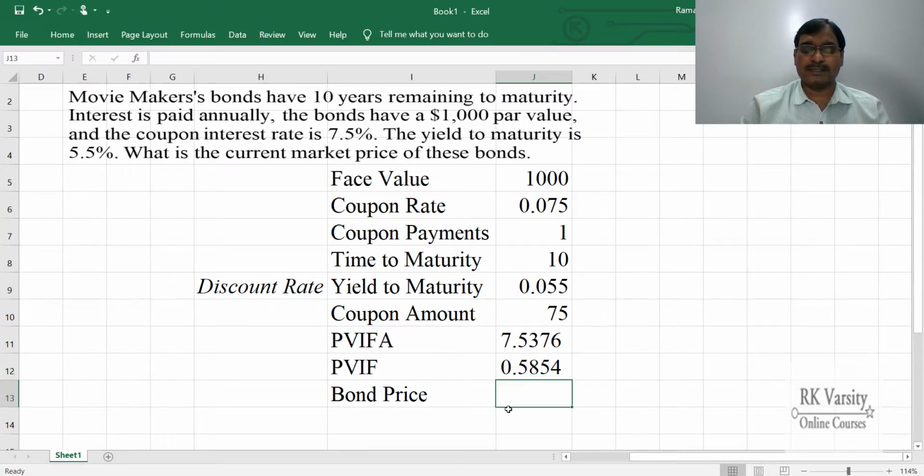So to get your bond price, it is coupon amount times present value interest factor of annuity, plus face value times present value interest factor, and press enter key. So the current price of this bond is $1,150.8 cents. The only thing is you need to be familiar with calculating the present value interest factor of annuity and present value interest factor. For a series of payments we use the present value interest factor of annuity, whereas for a lump sum amount we use the present value interest factor. Thank you.